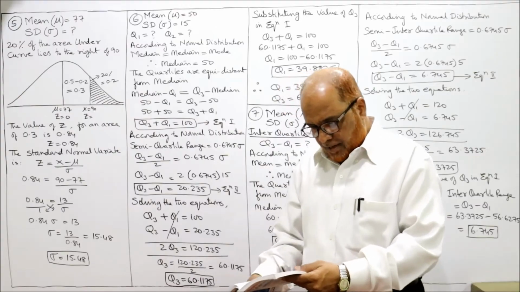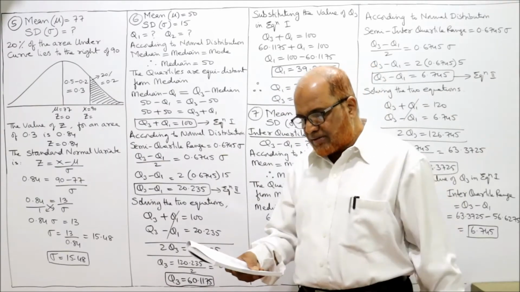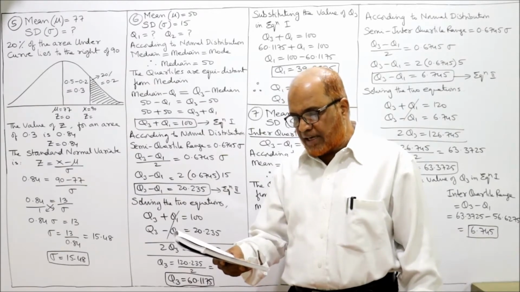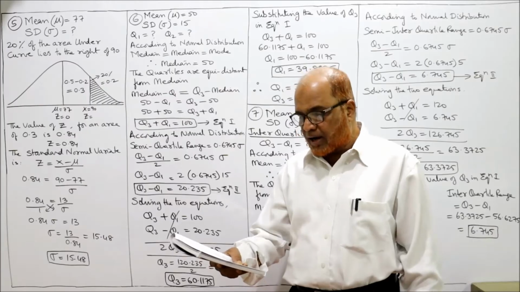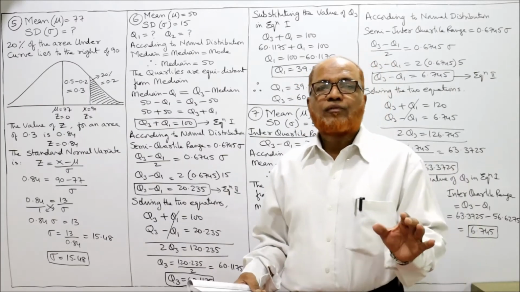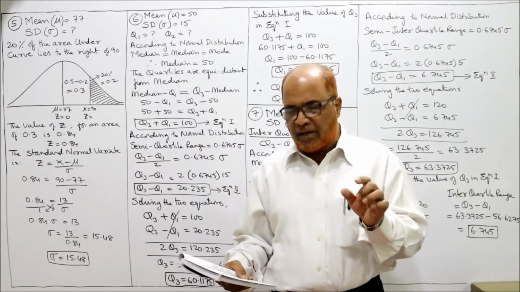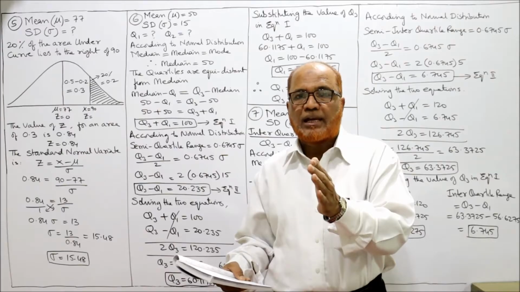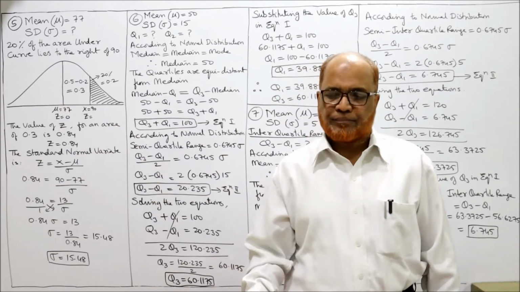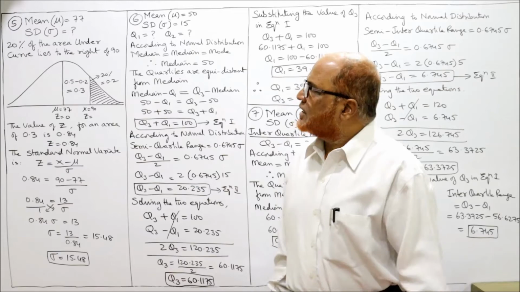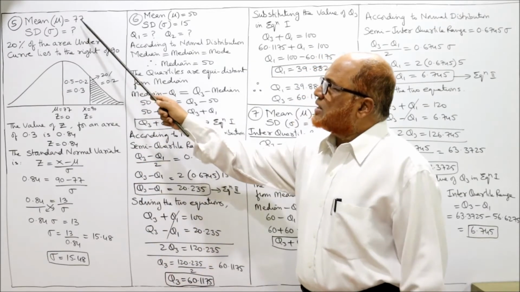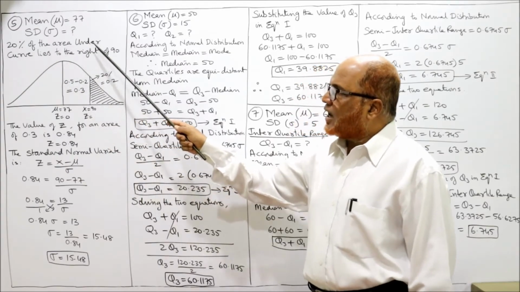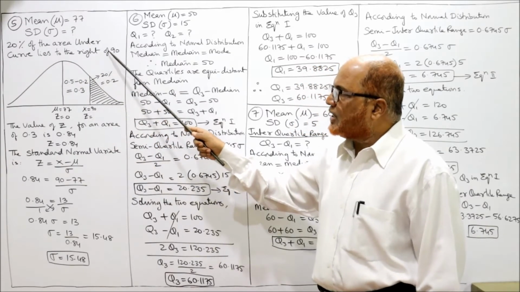A normal distribution has 77 as mean. Find its standard deviation if 20% of the area under the normal curve lies to the right of 90. We have to find the standard deviation. The mean value is given as 77, and 20% of the values are over 90. Now see carefully. Mu is equal to 77, given in the problem. Standard deviation we have to find out.